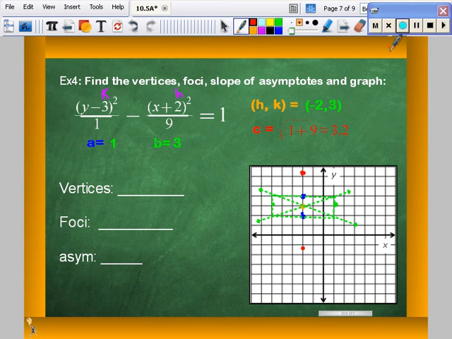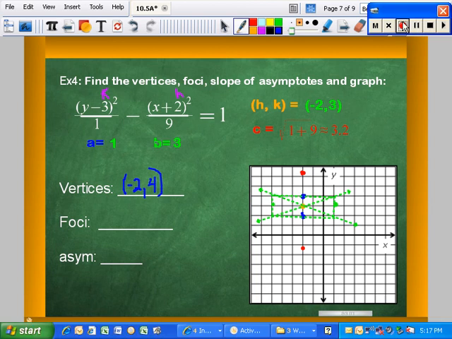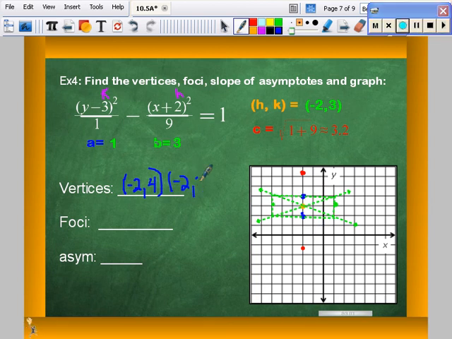Now let's go ahead and record what we know. Our vertices, where are they sitting? Just follow the graph again. So we go to the left 2, so -2, and up 1, 2, 3, 4. So -2, 4 is going to be our first one. That's our first vertex, -2, 4. And for our second one, -2, 2. That was pretty easy, wasn't it? All you have to do is work off your graph.